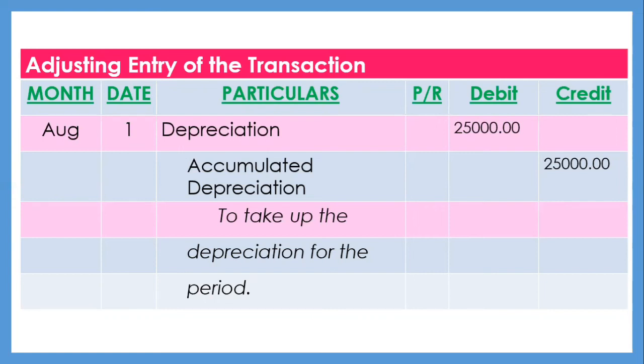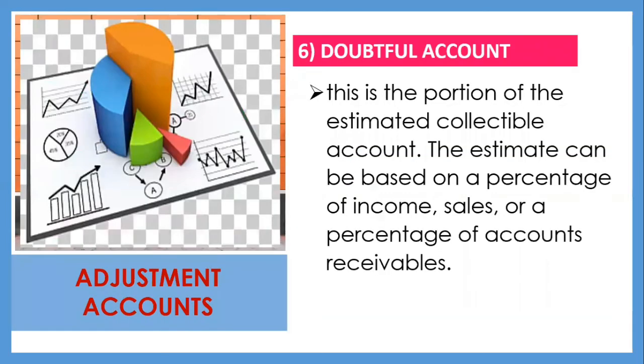And finally, the last adjustment account that we have is what we call doubtful accounts. So what do we mean by doubtful account? If we say doubtful account, this is the portion of the estimated collectible accounts. If the companies have accounts receivable or receivables from the customers, we should not expect that all of these receivables are being received by the firm.